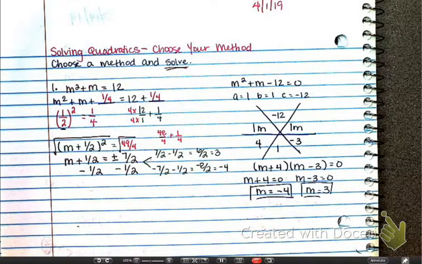Quadratic formula. And if you don't know which method to use, go with the quadratic formula because you know it's going to work. So whenever we use factoring, we have to solve, not just factoring. Correct. So all of these are going to be solving. Okay?